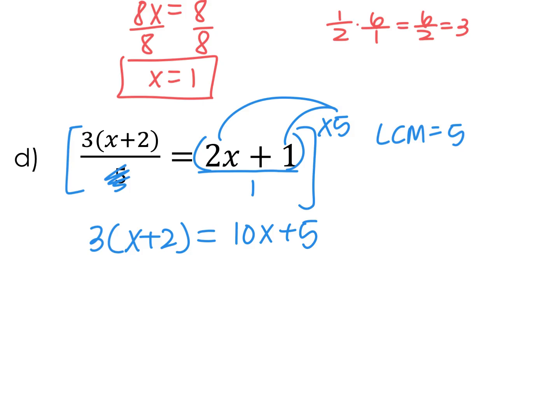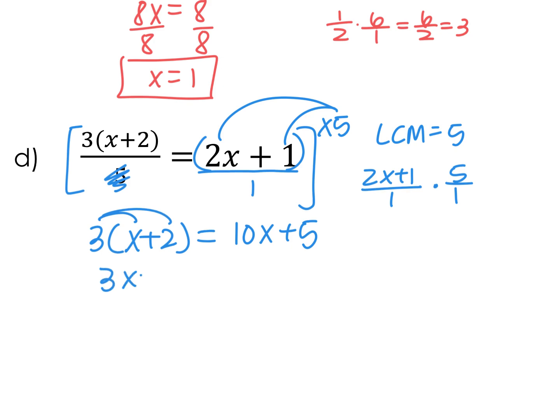Multiplying both sides by 5. On the left side, it just cancels the denominator. On the right side, we have to multiply all the terms by 5. What about the denominator? It doesn't really do anything, because it'd be like this times 5 over 1. 5 times 1 is 5, and just cancels out. Okay, now I'm going to distribute here.